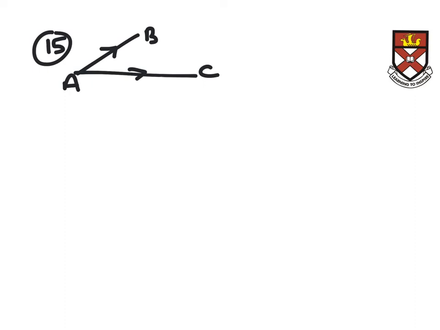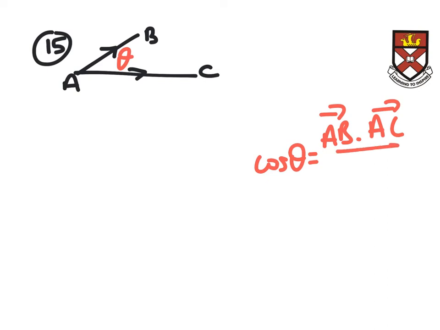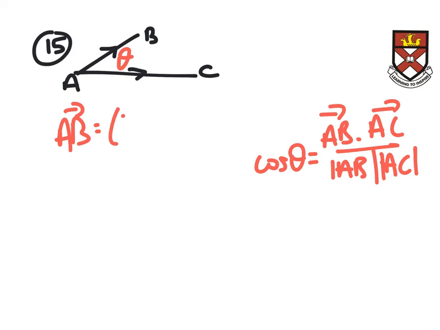15. Find the size of angle BAC, so the angle in here. So we're going to use the formula which says cos theta is AB dotted with AC divided by the length of AB times the length of AC. So we need to work out AB first of all. So AB is little b minus little a, which is, and I'm just going to tell you what that is, (-6, 4, -1).